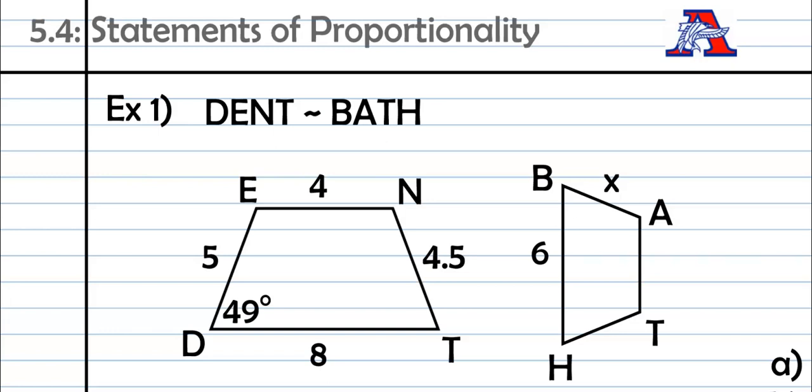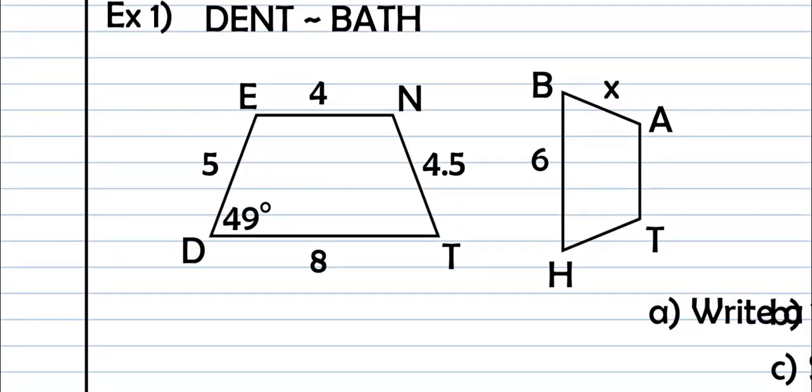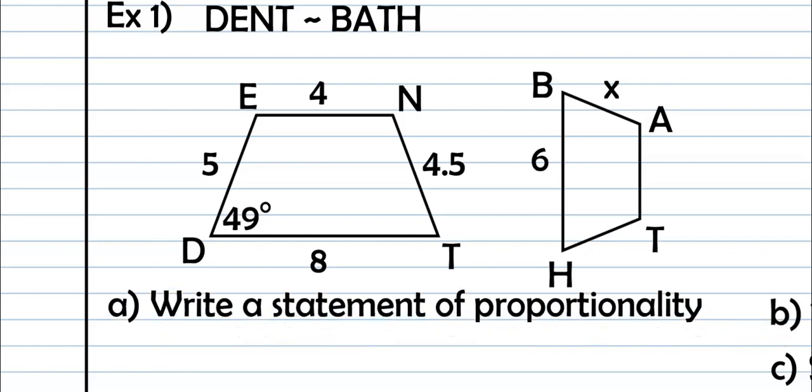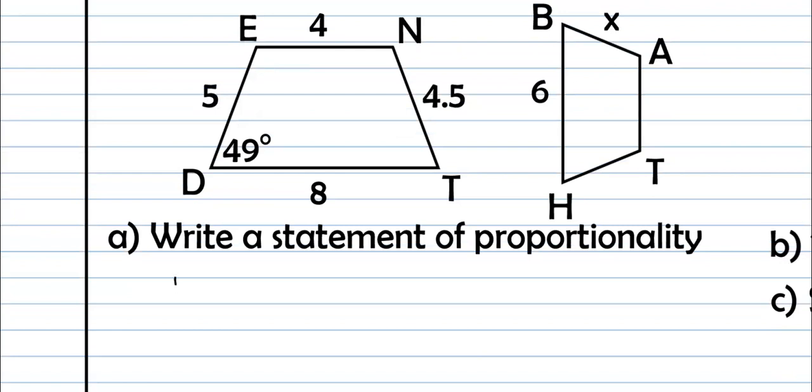Okay, and we're going to go through just a couple things here. So first thing we're going to do is write one of those statements of proportionality. What I would suggest doing here is, since they're not oriented the same way, look at the similarity statement rather than the diagrams. So DE goes with BA. So DE is proportionate to BA. Okay, and then just keep going.